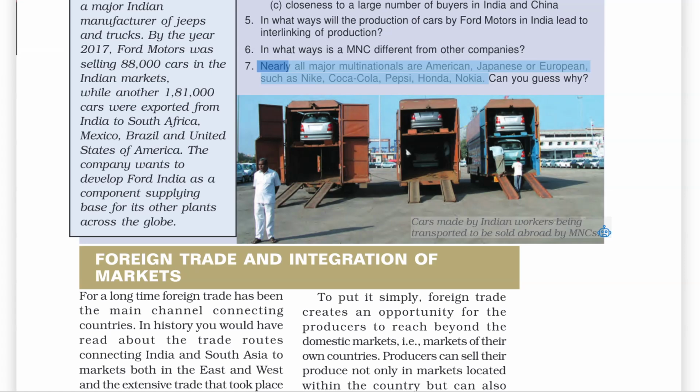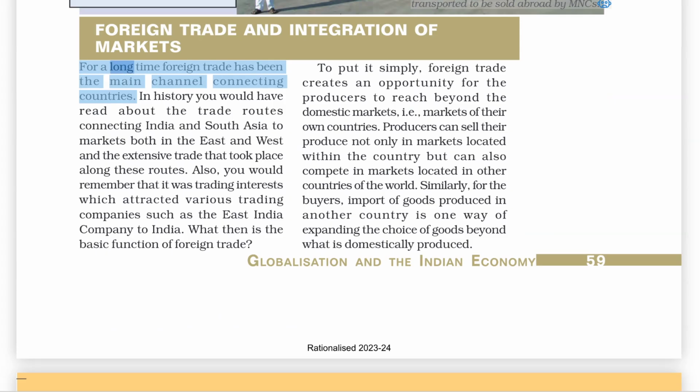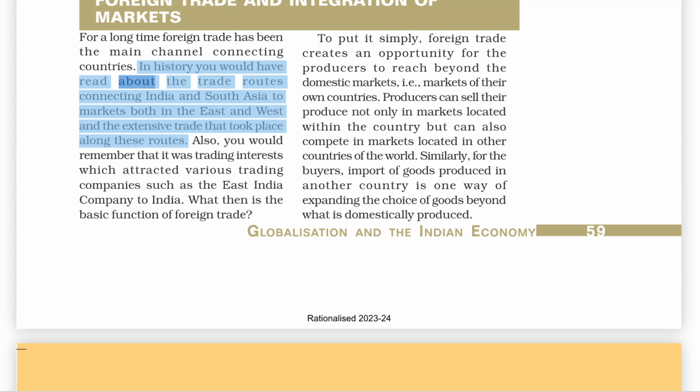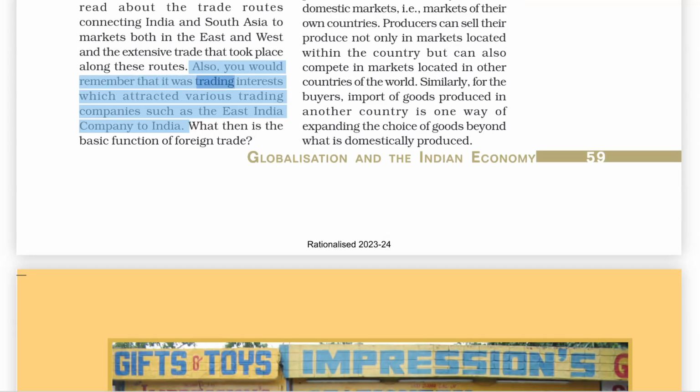7. Nearly all major multinationals are American, Japanese, or European, such as Nike, Coca-Cola, Pepsi, Honda, Nokia. Can you guess why? For a long time, foreign trade has been the main channel connecting countries. In history, you would have read about the trade routes connecting India and South Asia to markets both in the East and West and the extensive trade that took place along these routes. Also, you would remember that it was trading interests which attracted various trading companies such as the East India Company to India.